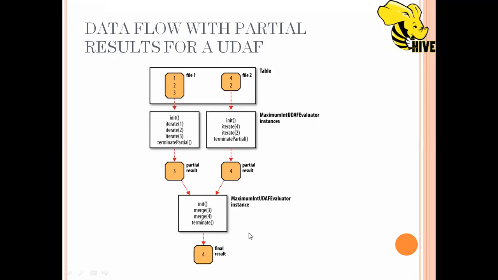So we need to perform an init operation, then an iterate operation, then terminatePartial. After the terminatePartial, we have a merge operation. Finally, we show it as a terminate. That terminate will use the total result, the final result, of that particular table.